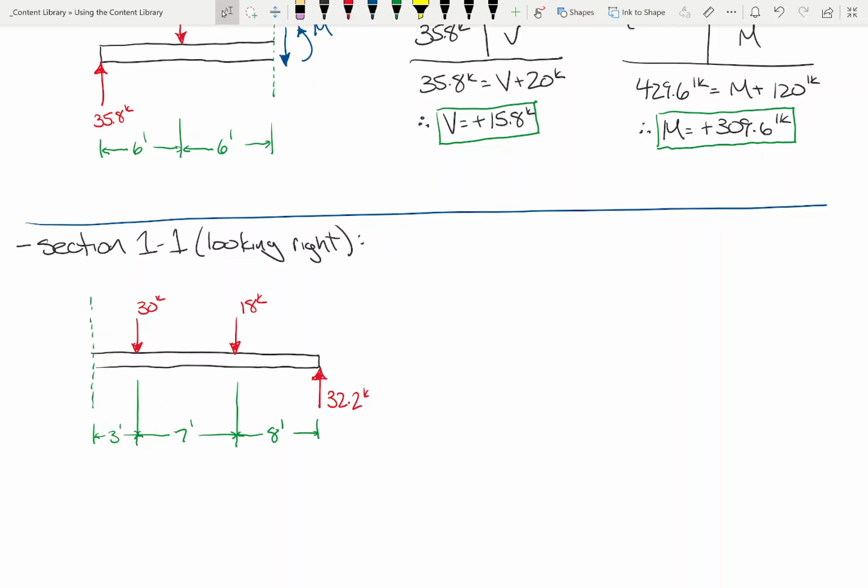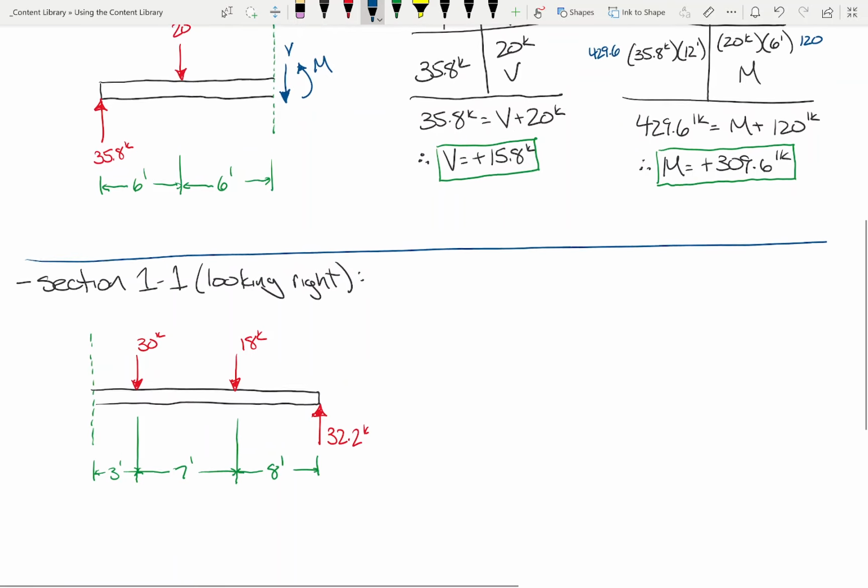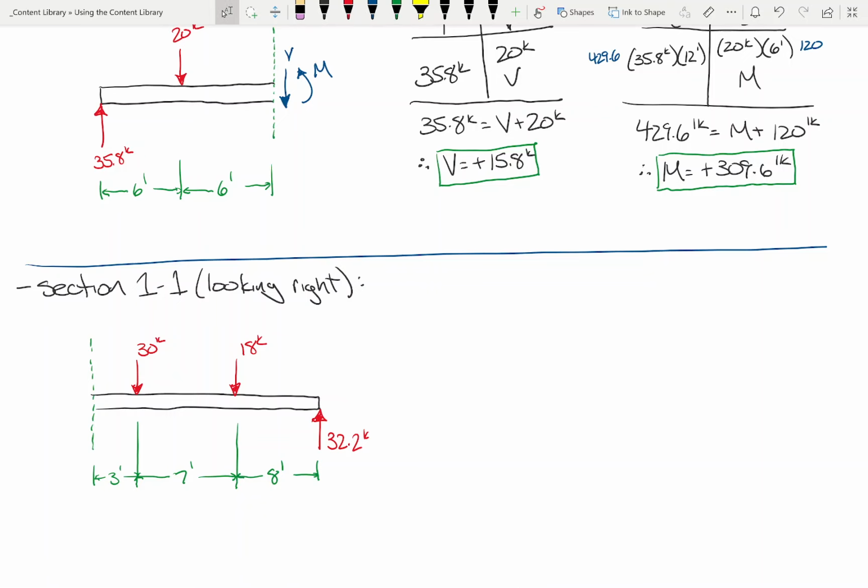Okay. All right. So we need to draw our positive shears and moments. Which way is positive shear going to be over here? Up. Okay. What about positive moment? Clockwise. There we go. This is one of those things that I kind of just want you to memorize. That, cutting a section looking to the right, this is positive shear and moment. Cutting a section looking to the left, that's positive shear and moment. You just kind of need to memorize that. Okay?